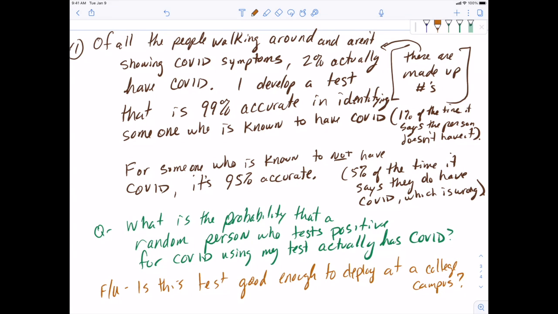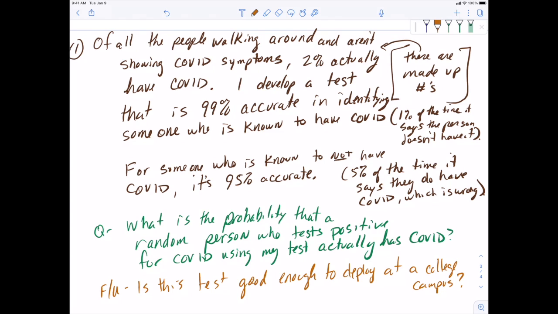Okay, this is a fun problem. It may lead to some interesting conclusions or findings, but let's go through the data. This is like one of the problems on the homework set. Let's try and make heads or tails of this and understand how our knowledge of probability and events can really lead to some shocking and important findings, especially in this day and age of COVID.